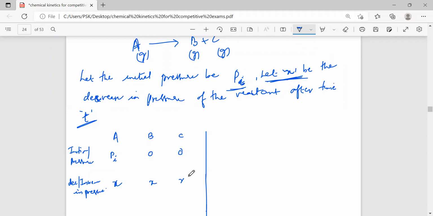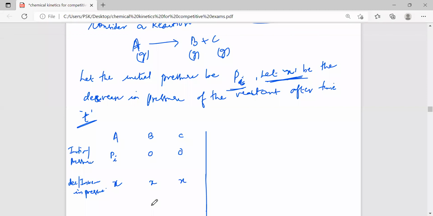Equal to X. If I have 1 lakh rupees, if I give you 1 rupee, how much you will have? You will have 1 rupee. And how much I will have? I will have 1 lakh rupees minus 1. So initial pressure is Pi. From this pressure, X amount of pressure is reacting. So when X amount of pressure is reacting, it means X amount of products are what?